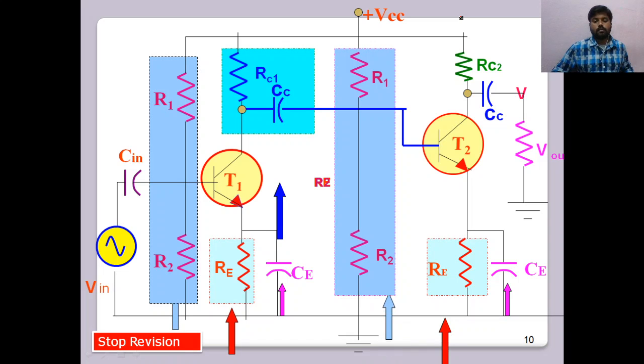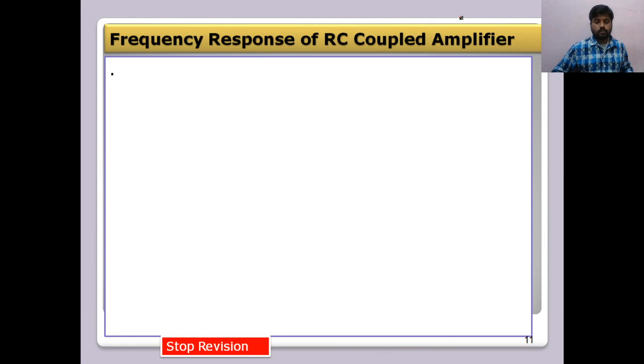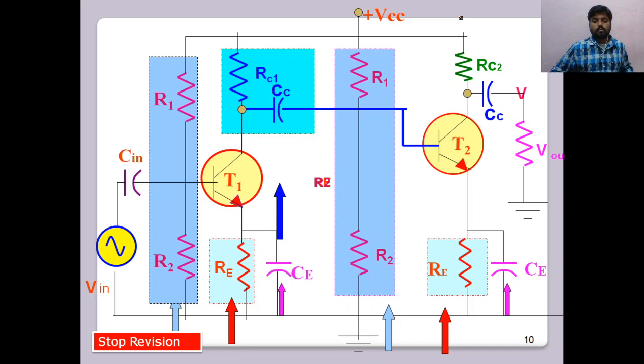And now we know R1 and R2 are providing the biasing, C is the emitter bypass capacitor, and RE is for temperature stabilization. Here the output is the output of the first stage. The output of the first stage is 180 degrees out of phase. As you apply a small input here, the output is 180 degrees out of phase.